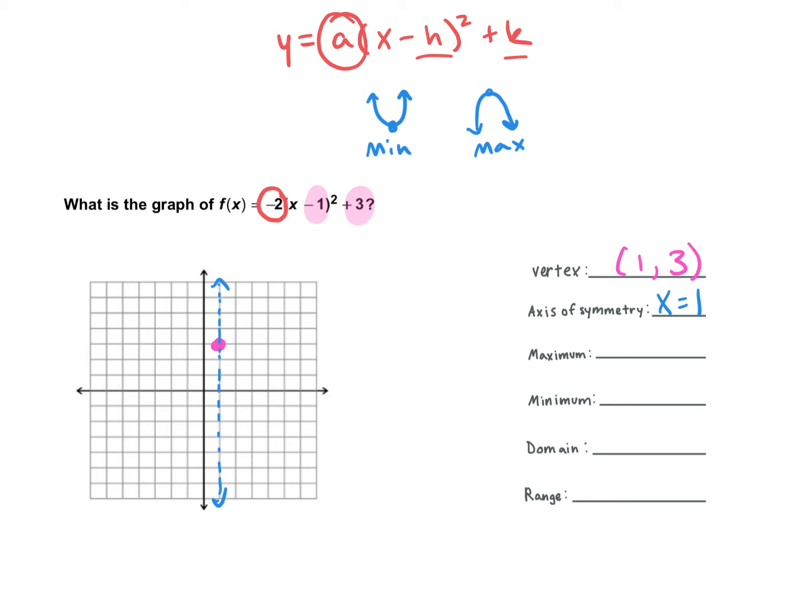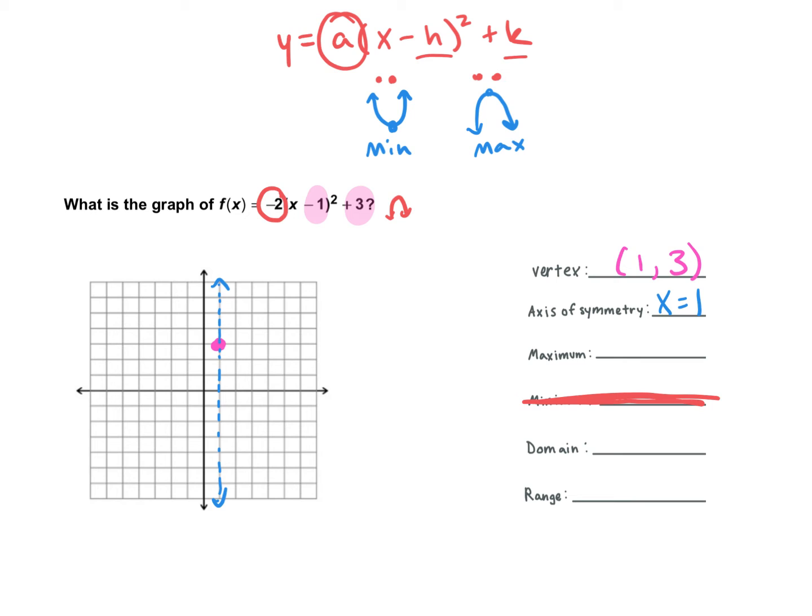-2. So if it's negative, do you think it's going to open up or open down? It opens down. So think about it. If it's positive, you're happy, it's a smiley face. If it opens down, you're sad, it's a frowny face. So will I have a maximum or minimum here? A maximum. So I'm going to cross out minimum. We don't have one. You'll only have one. You can't have a max and a min. So you'll either have one or the other.